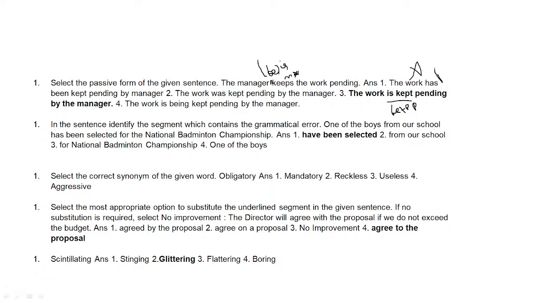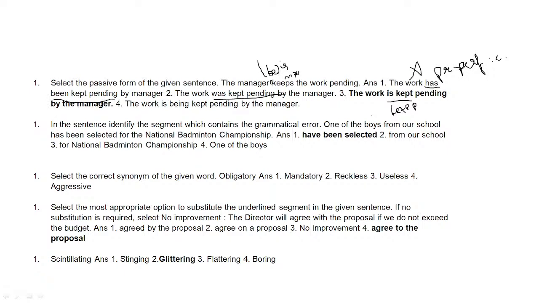Because we don't have a past, we don't have a present perfect. We don't have that, right? So present perfect continuous. Okay. So that is not our answer. What is the second option? The work was kept pending. See, was kept pending. Always pay attention to the structure of the tense and verb.